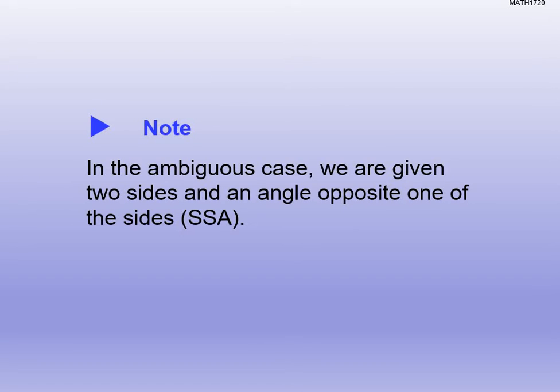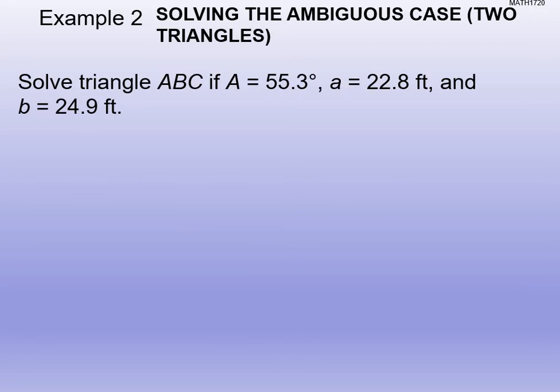So the ambiguous case, that's what we're really talking about here. That's when we're given two sides and the angle opposite one of the sides. So we're still talking about side-side-angle here. Let's look at this case where we have two possible solutions, potentially. We have this triangle ABC, and A is 55.3, little a is 22.8, and little b is 24.9. So let's see what happens here.